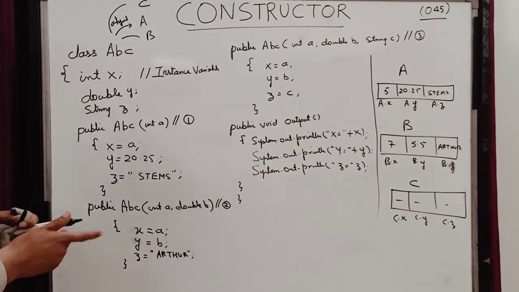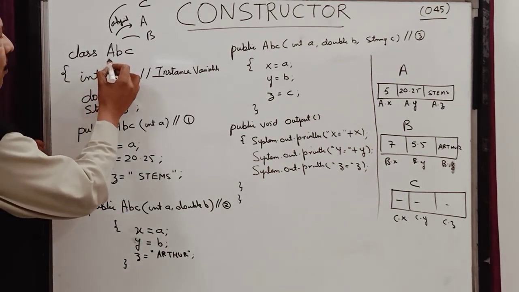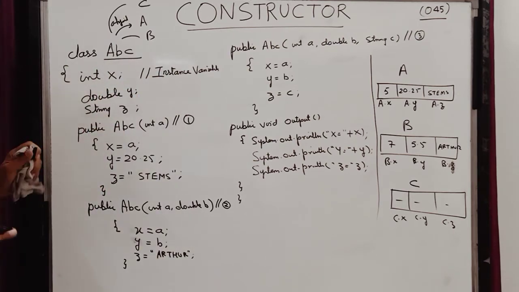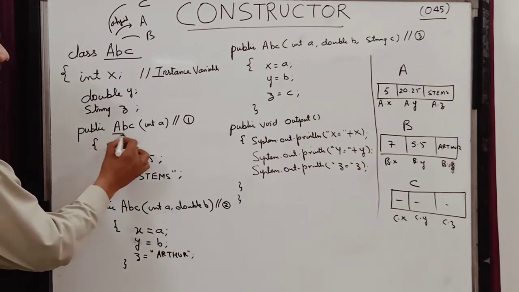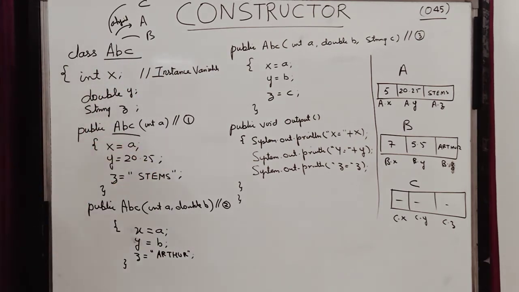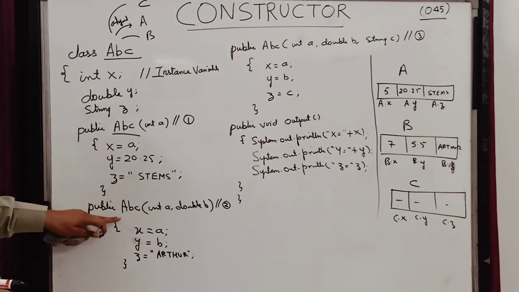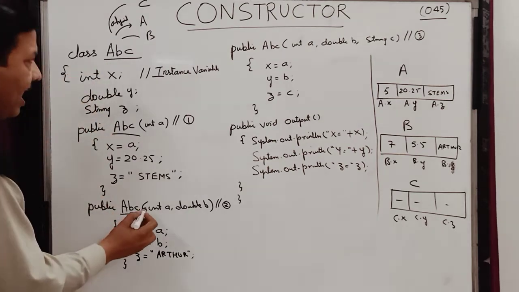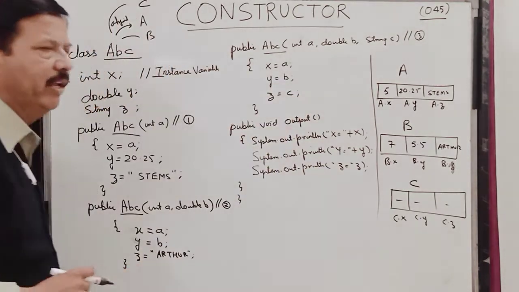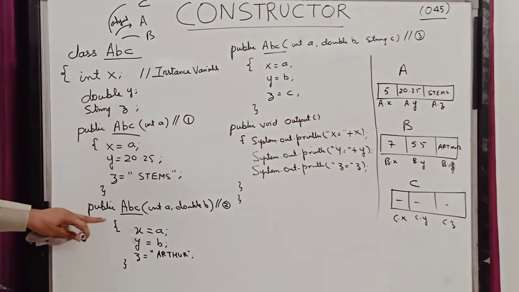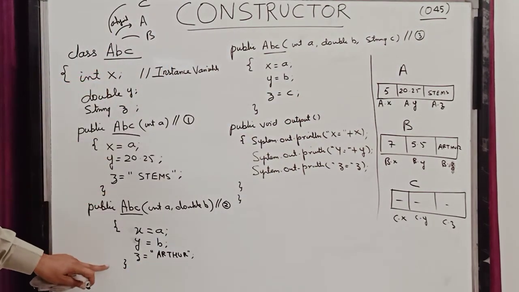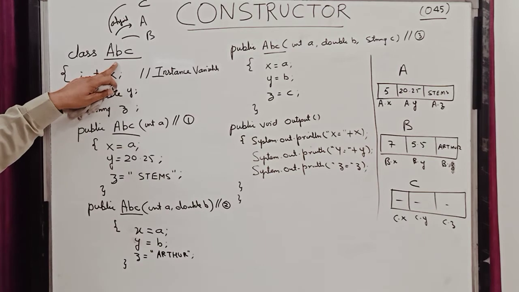Now children, the first feature is that when you write a class ABC, your constructor should also have the same name, ABC. So the first feature is that the constructor of a class must have the same name, as I have written ABC in all these constructors. So a constructor has the same name as its class. You cannot have a different name for a constructor.